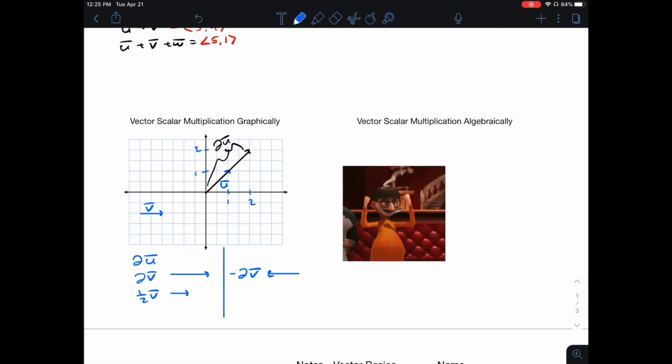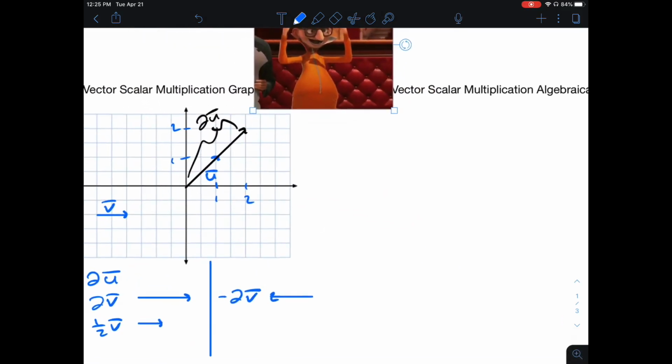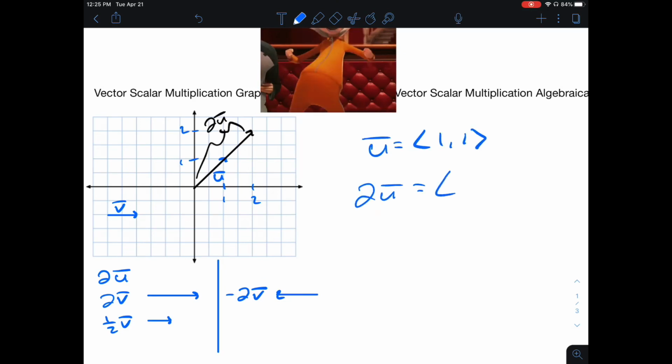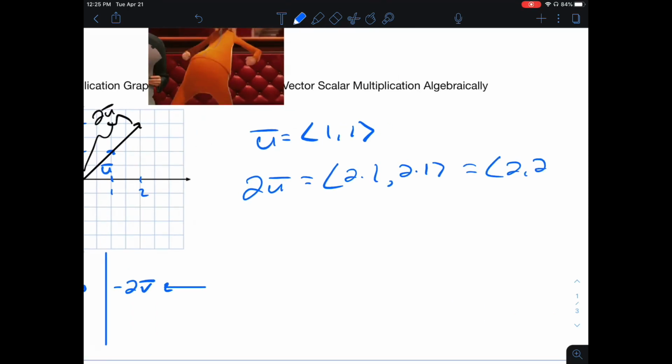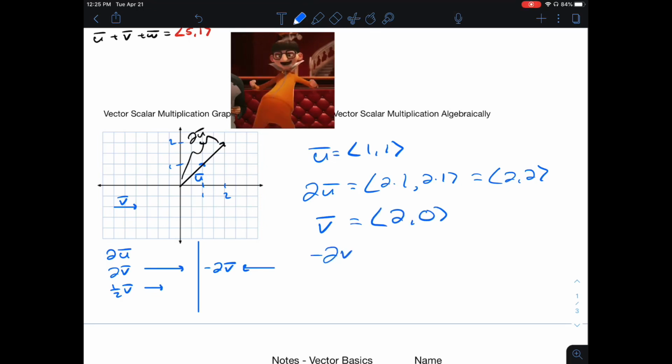How would you work this out algebraically? Pretty simple. Let's say that we had vector U, had components 1, 1. If we wanted twice vector U, we would multiply 2 times each of these components, and that would give us, of course, components 2, 2. If we had something like vector V, which goes to the right 2 and up or down 0, if you multiply that by negative 2, we're going to double these numbers and change their signs and get vector negative 4, 0.